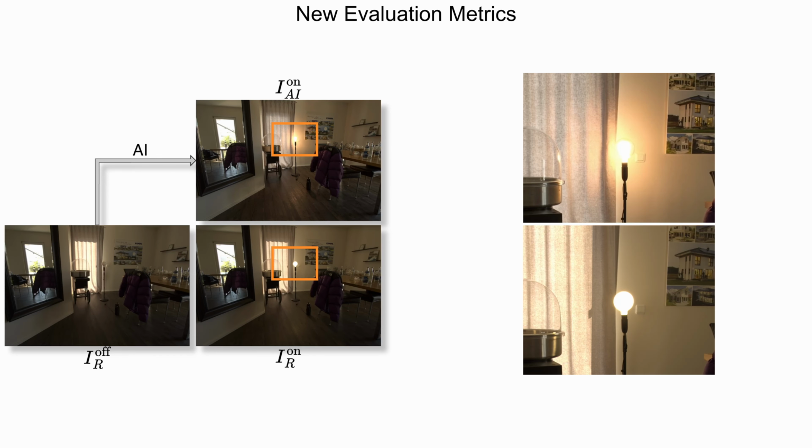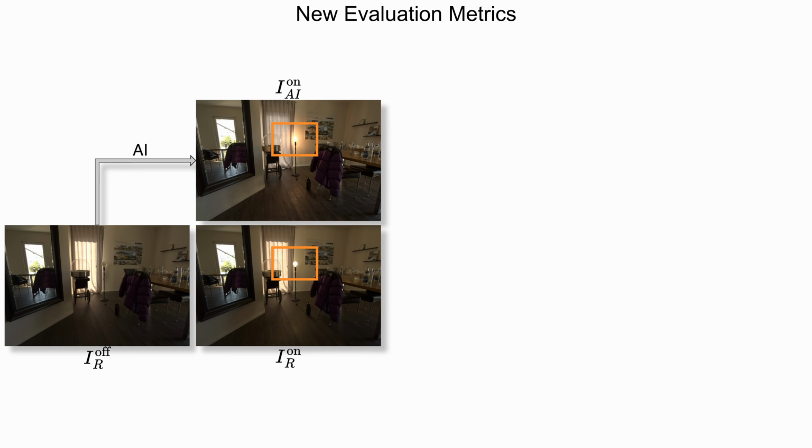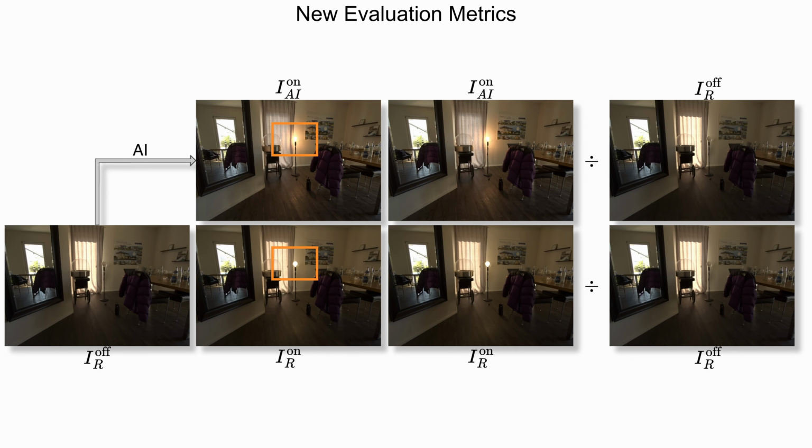Evaluating these predictions presents a challenge. The exact color and intensity of the generated light may be ambiguous, even when the overall lighting effect is correct. To account for this, our metrics are designed to be invariant to both factors.